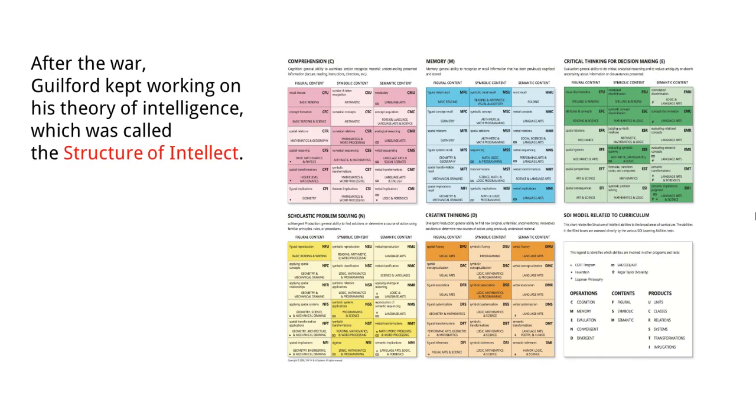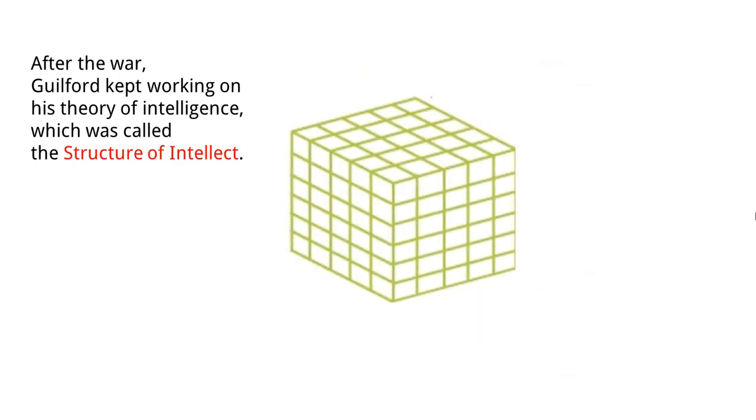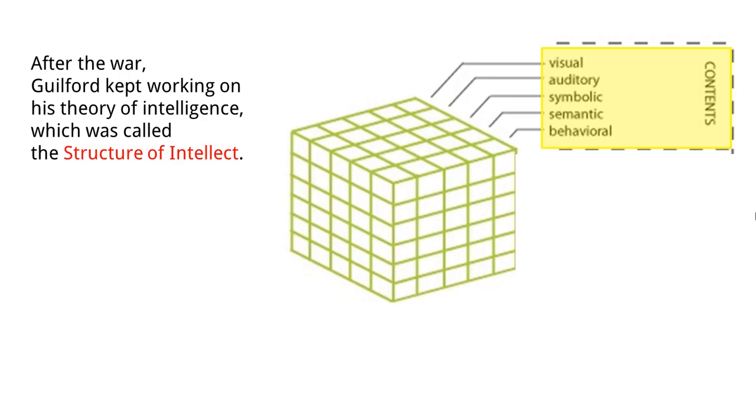After the war, Guilford kept working on his theory of intelligence, which was called structure of intellect. And you may remember that I showed you this green cube, and we talked about some of the different areas and numbers and how there could be 150 different types of intellectual abilities. So in this video, we're going to talk about contents, which is this top part up here.